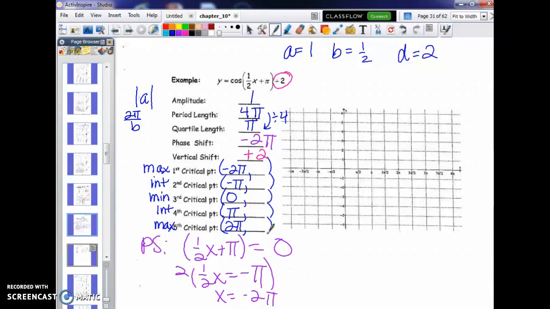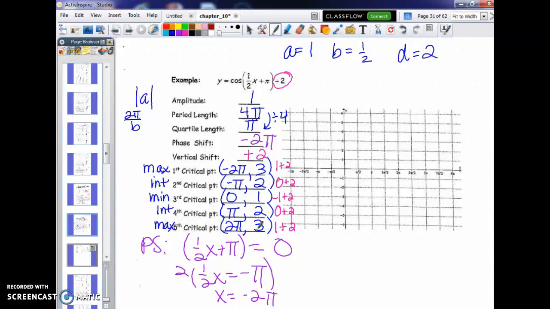Now, typically, I know my y coordinates for intercepts are 0. The max, based on this quartile, is 1. And the min would be negative 1. But now this 2, I need to add 2 to all of those. So now I have a new y value of 1 plus 2, 3. 0 plus 2, 2. Negative 1 plus 2, 1. 0 plus 2, 2. And at 2 pi, 0 plus 2 gives me 3.